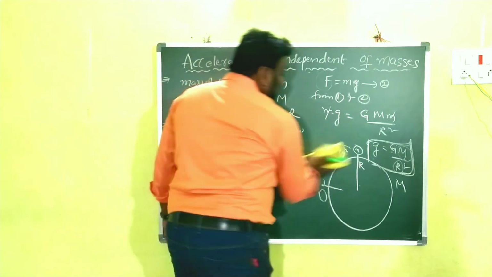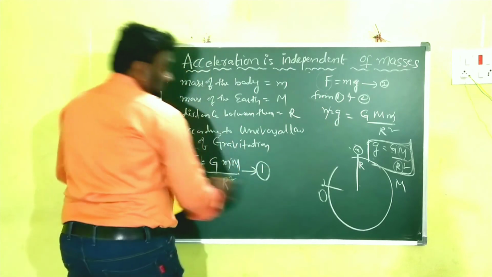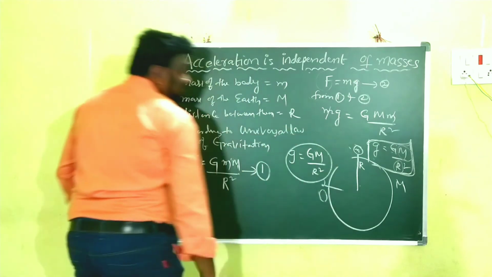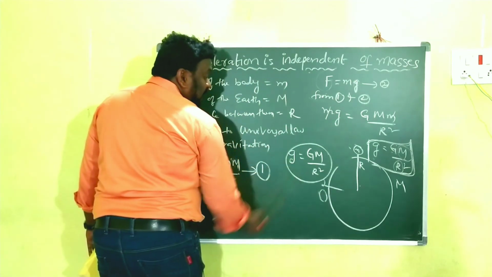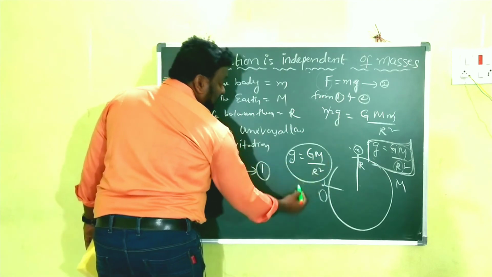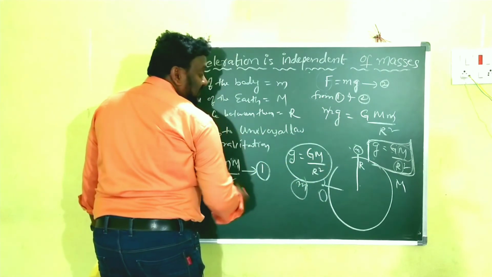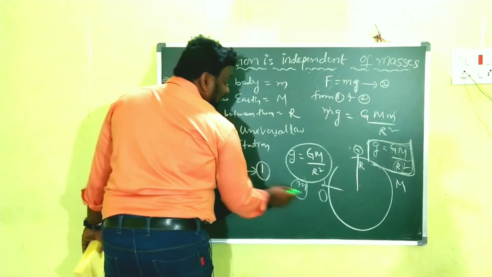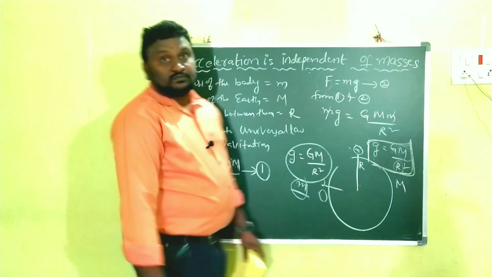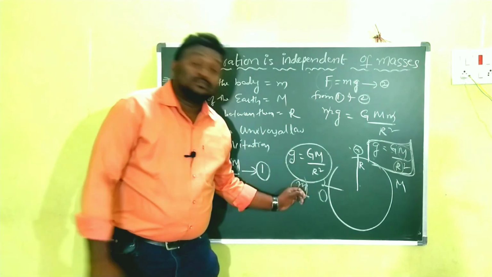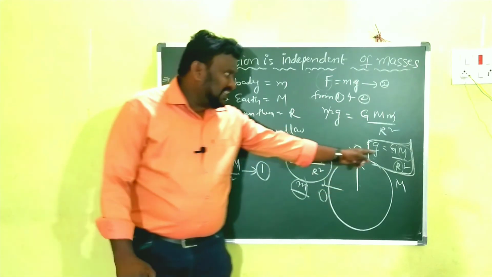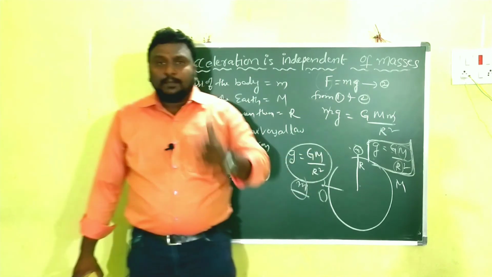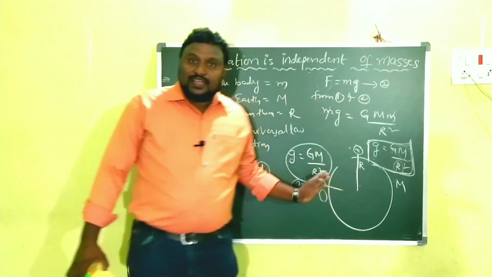Children, you have to observe that in the equation g equals GM by r square, is there any small m? No. The small g value depends upon capital G, capital M and capital R, but there is no letter m. So what is small m? Mass of the body. From that equation we clearly conclude that small g depends upon capital G, capital M, capital R, but not upon small m. There is no small m in the equation.